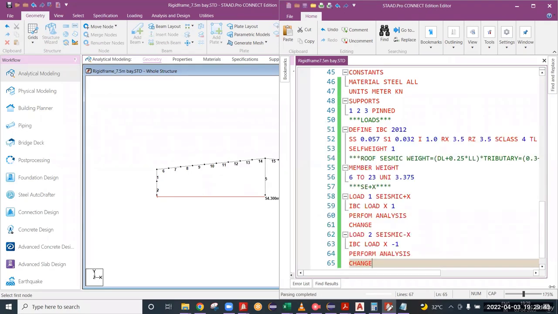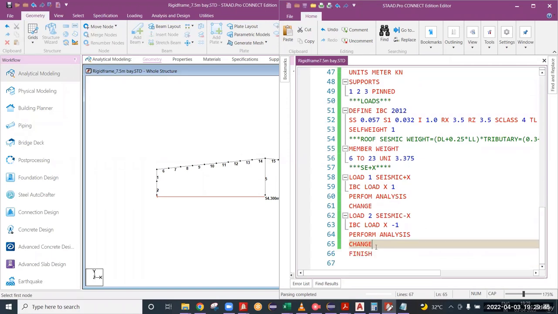So guys, understand why I am giving perform analysis? Because for these two load cases, only one definition is there. Both loads will not occur at a time. They will be acting on the structure one after another, right? So it has to take analysis for this portion, perform analysis, and then change, so that the second load will apply here. That's why you have to give two extra commands for seismic only. These commands, perform analysis and change, will be applicable for seismic only. Clear, all of you?